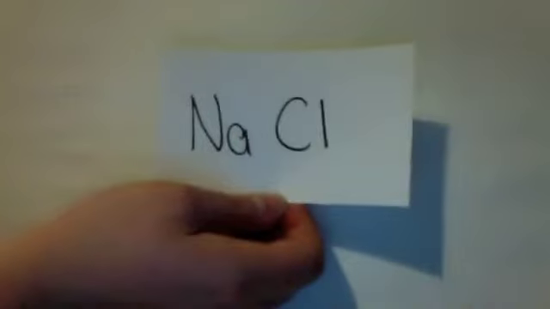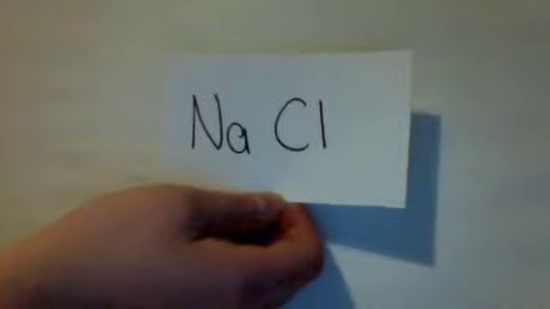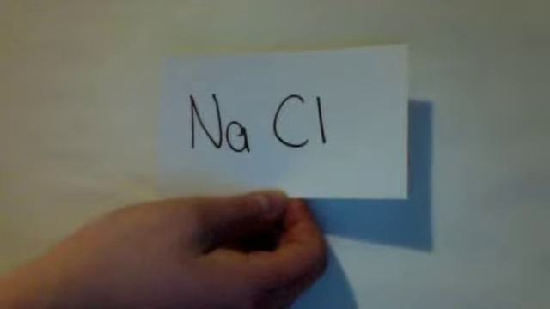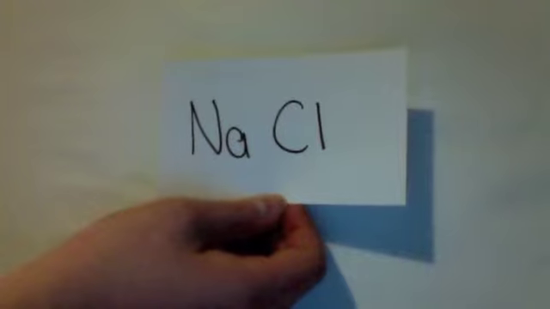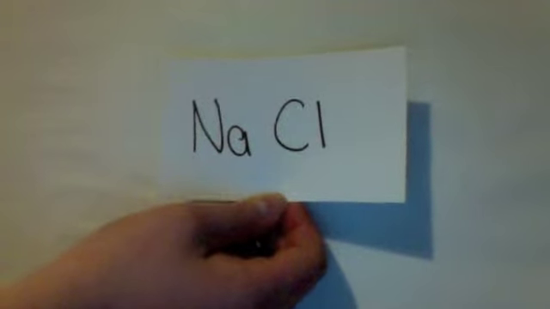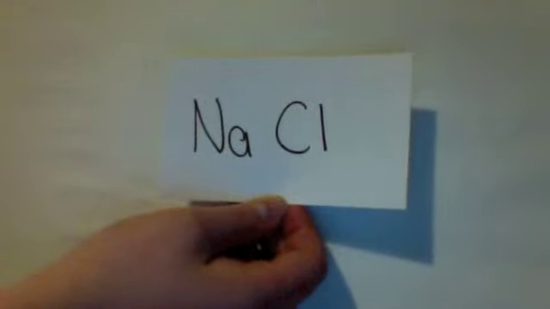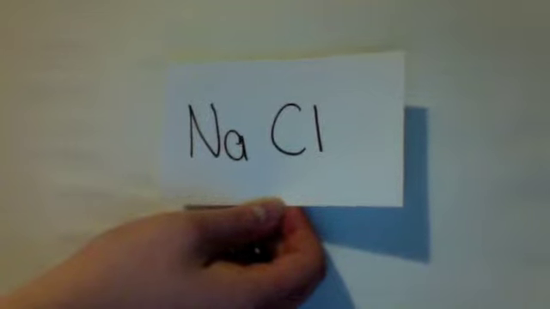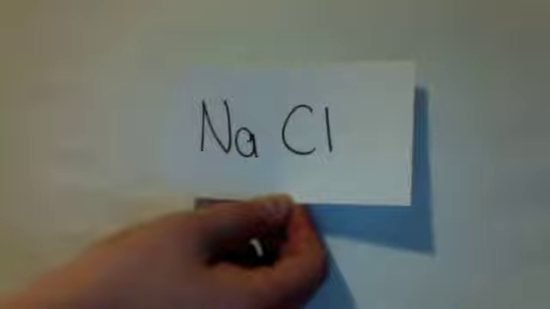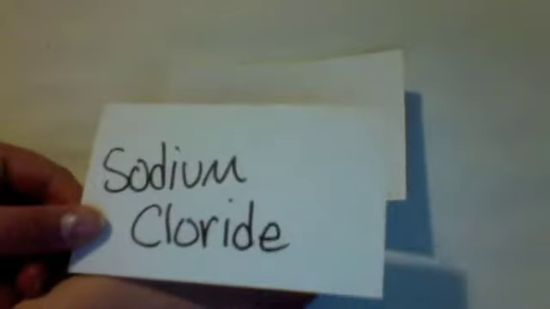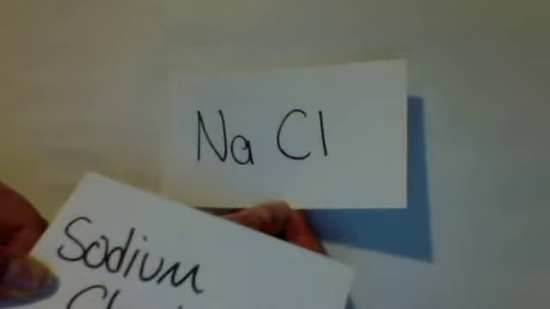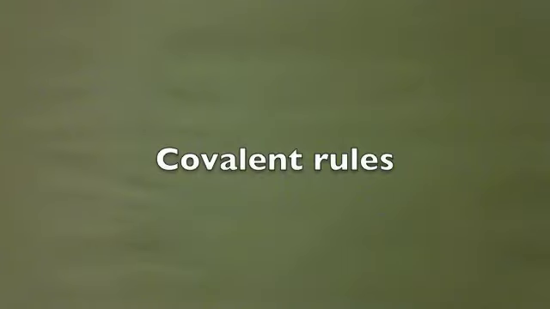For a second example, we're going to start with sodium and chlorine. Step one is to write your first element, which comes first, your cation, sodium. And then you write your second one with "-ide" at the end. So it would be sodium chloride.